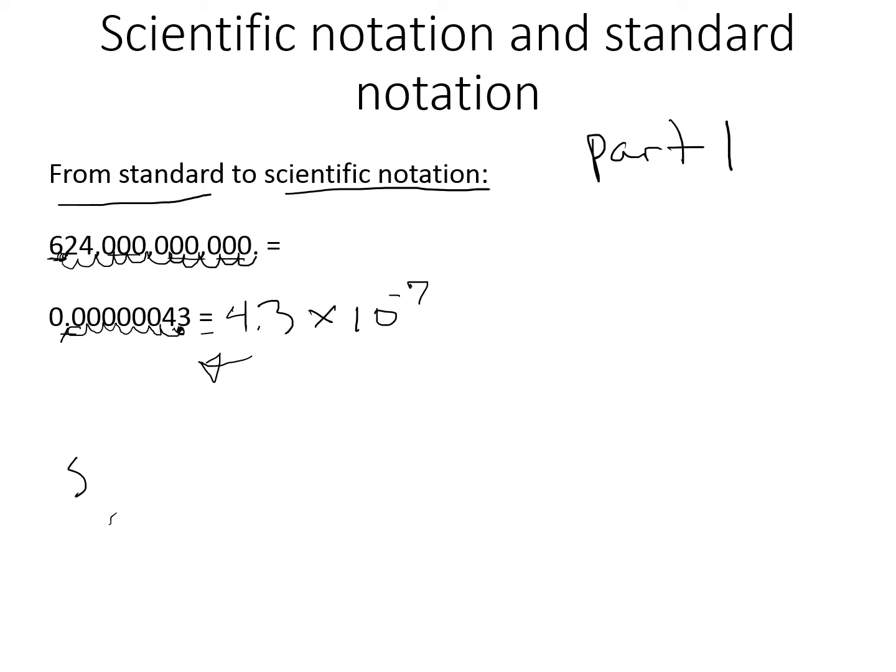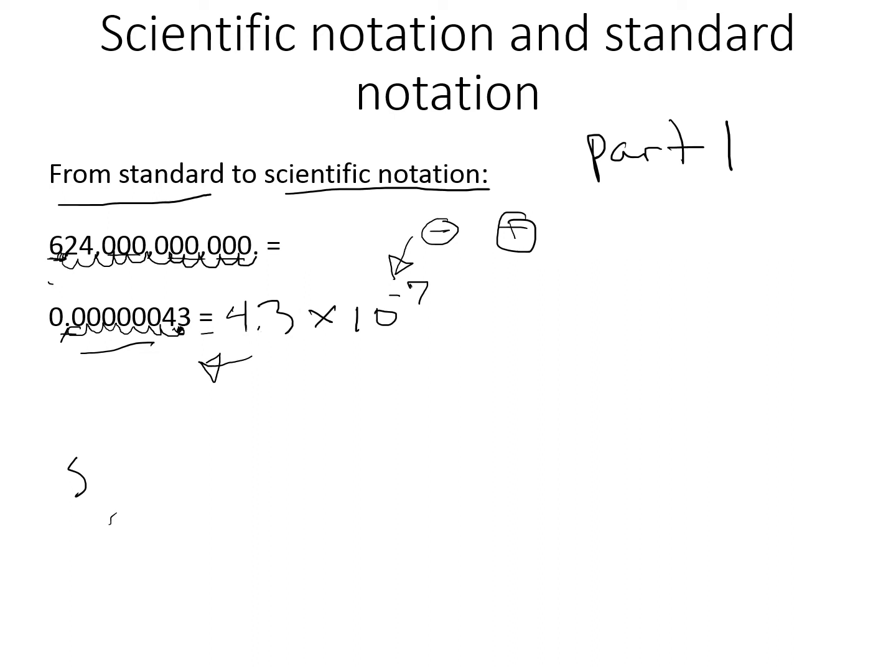Now, things that students will do that are wrong. Remember, does your exponent need to be a negative or a positive value? If you are converting a small number, and this is a small number, to scientific notation, then the exponent's got to be negative.